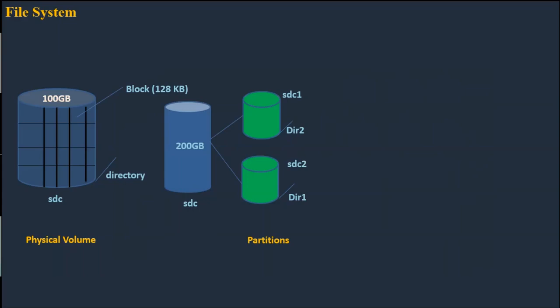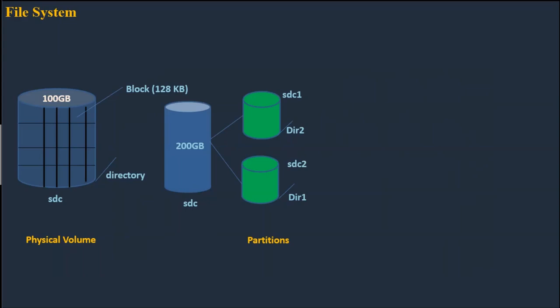That way, whatever the volume size, your file system size will be the same. In this presentation, you see that there is an SDC volume of 100 GB. If you create that 100 GB volume as a single file system, you will get 100 GB of file system space, and in that specific mounted directory you can keep 100 GB of data. That's how things work.